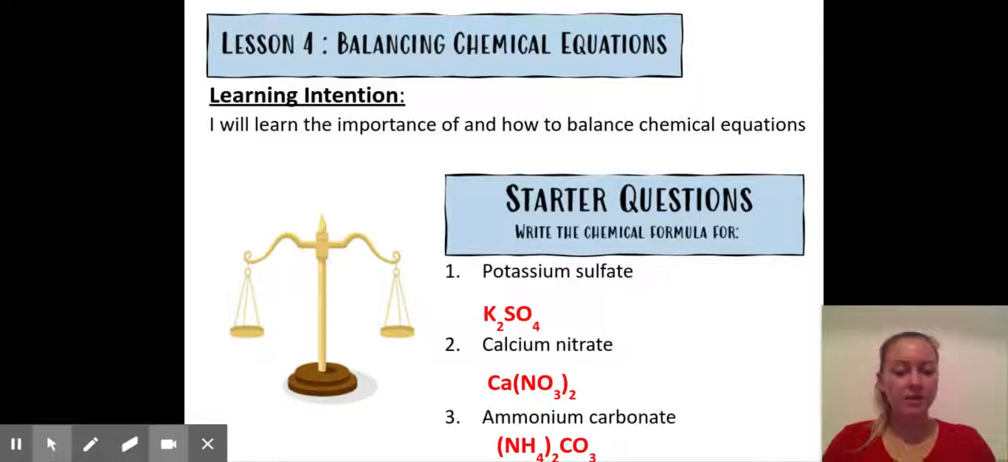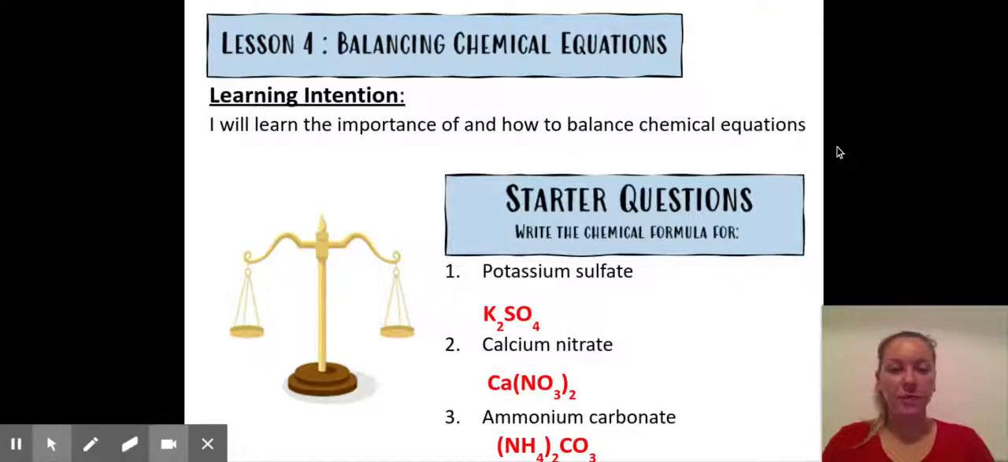Ammonium carbonate. Ammonium is one of these complex ions that doesn't end in 8, so that's one we have to remember. But again, we have to go to page 8 of the data booklet, find the valencies, swap, divide, and we end up with NH4 in brackets 2, and then CO3 for carbonate.